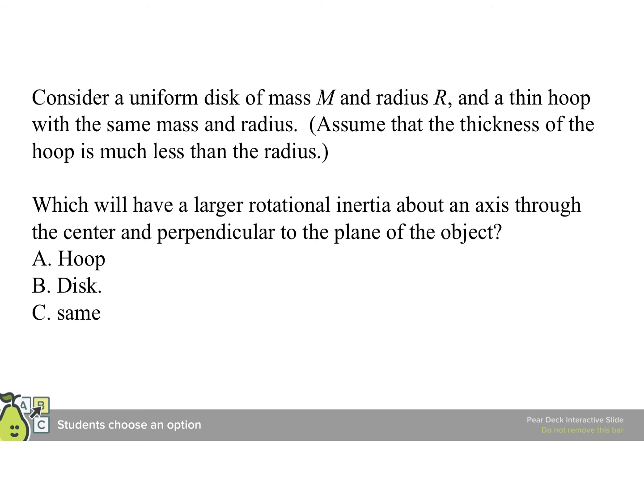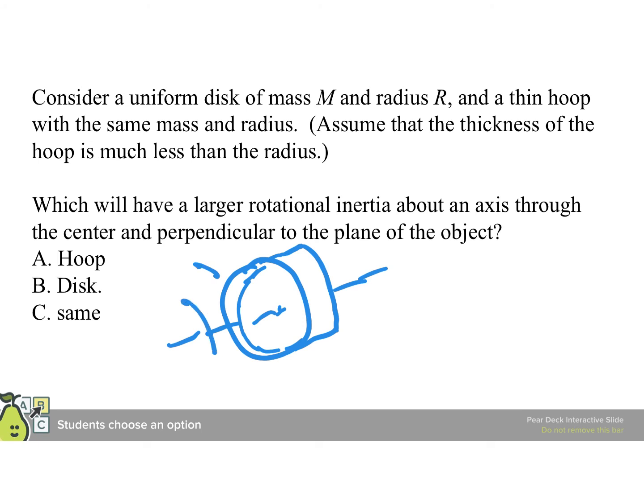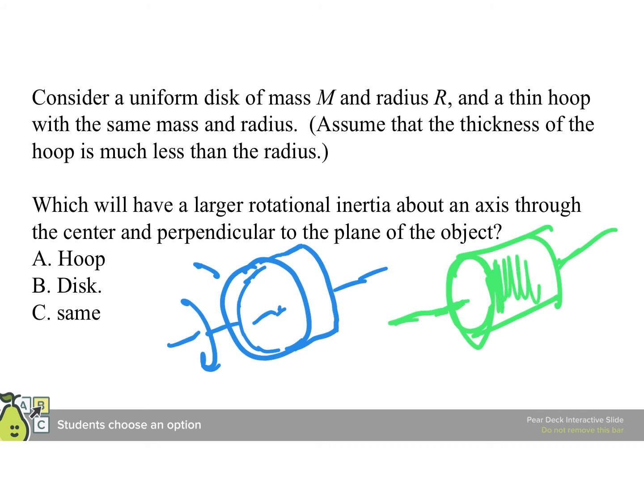So case 1 is the hoop, and we're talking about this axis. And then case 2 is the solid cylinder, or disk, I guess. Same kind of axis. But now we're solid.